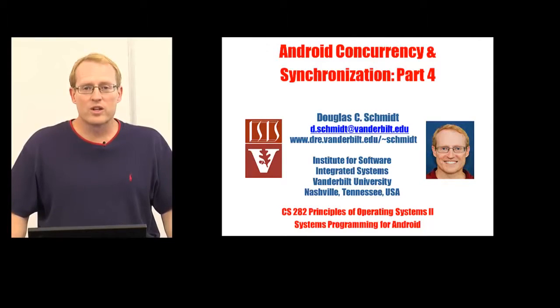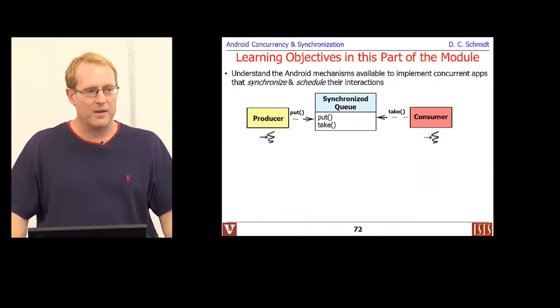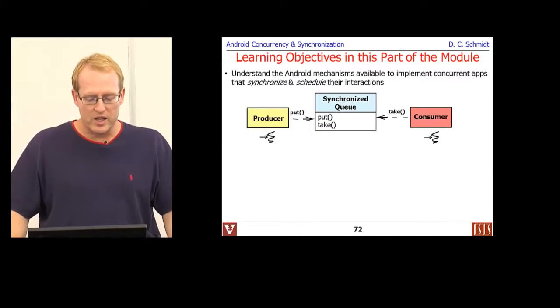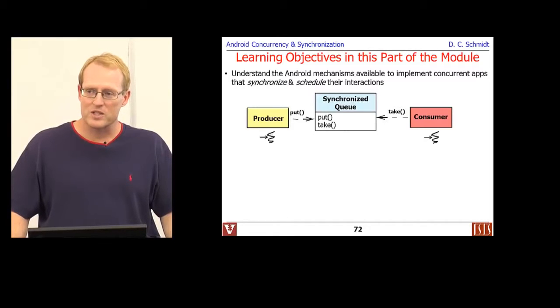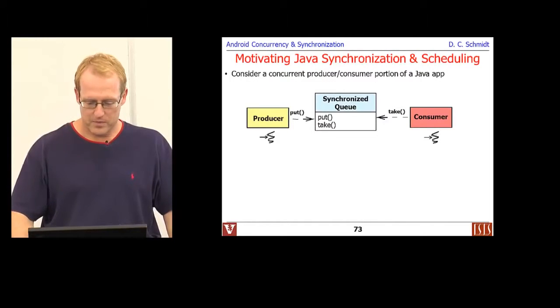So today we'll continue our discussion about synchronization and concurrency in Android, and what we're going to be focusing on now is some of the mechanisms that Android provides for synchronization and scheduling of concurrent applications. The particular mechanisms we're going to talk about are largely based on what's available as part of Java, and then next class, we'll talk about some of the Android-specific kinds of things.